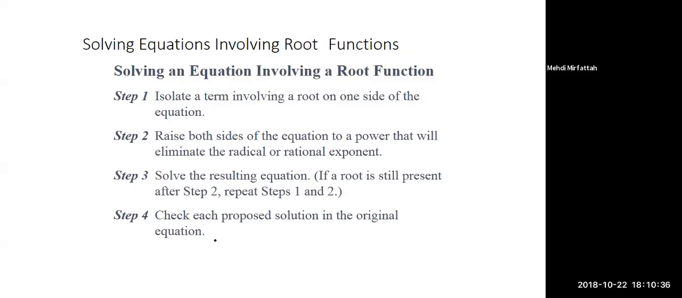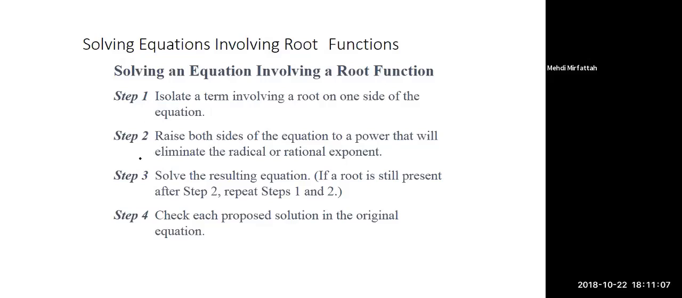But let's take a look at these steps, how to solve equations that involve root functions. Step number 1, you may want to make a note of all these. Step number 1 is to isolate the terms that involve a square root. If you see a square root in your function, you isolate that, where it's possible. Sometimes it's not possible to isolate, but if it's possible, you move that to one side of the equation.